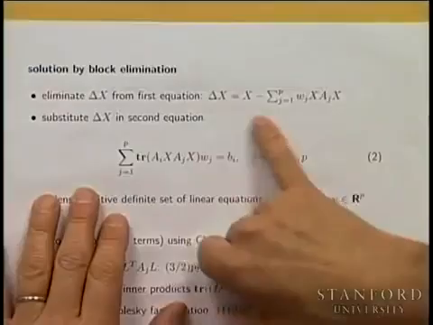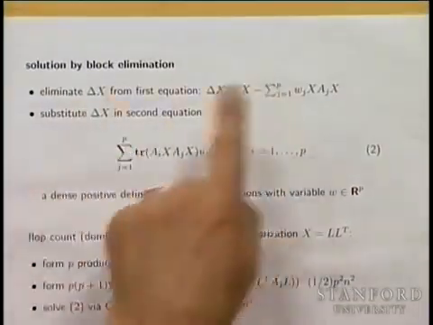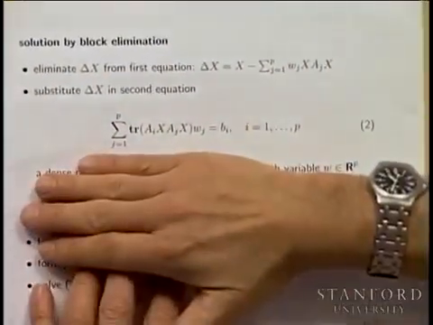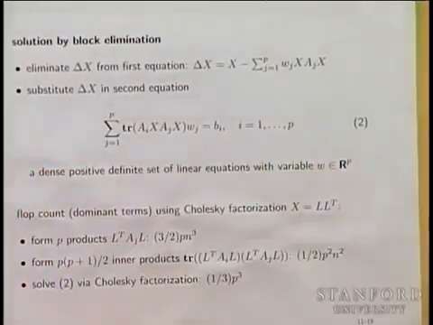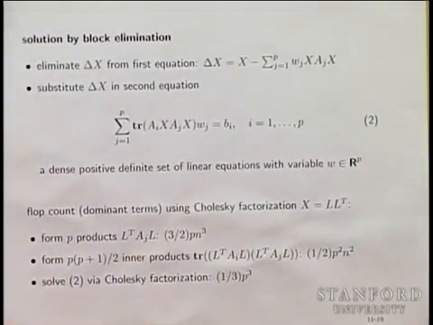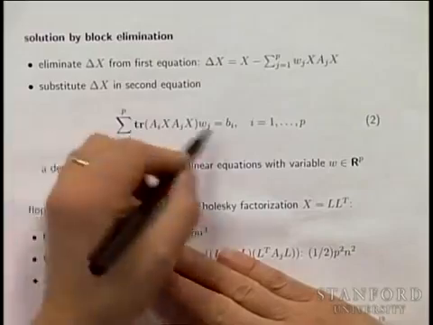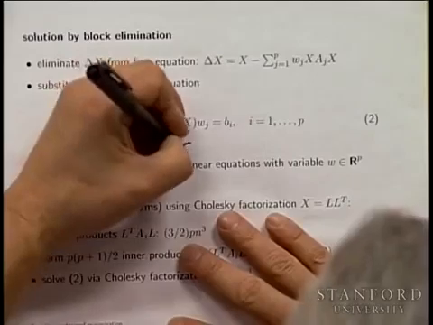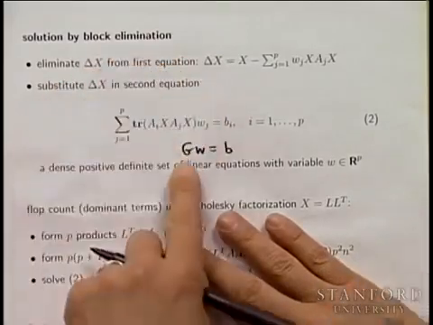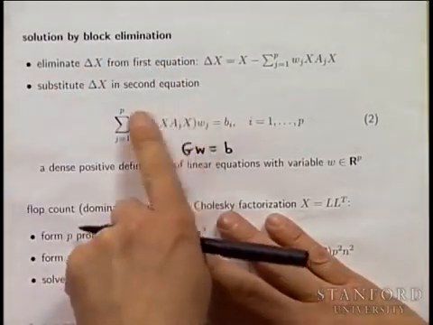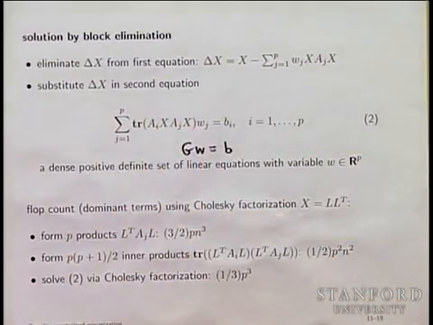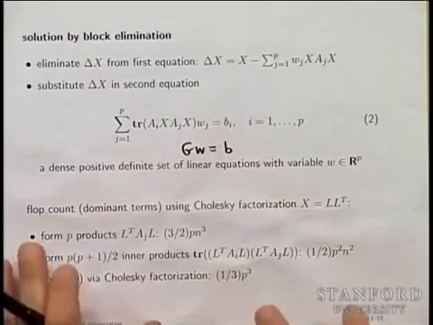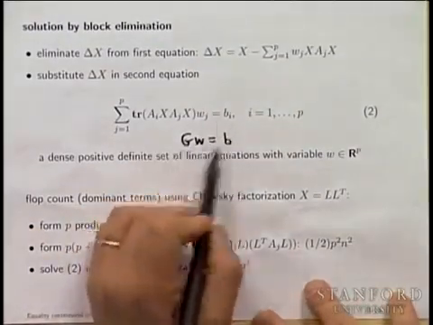So you solve it by block elimination. You eliminate delta x to get this. You substitute this into the second equation, and you get this. And now you look at this, and you realize that's a set. This here is something that looks like this. It's G W equals B. The entries of G are this thing. If you work out what the computational complexity is, you have to calculate every entry of G, and then solve this. That's cheap.